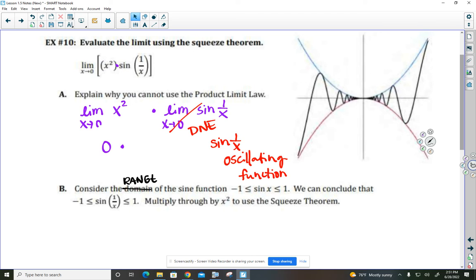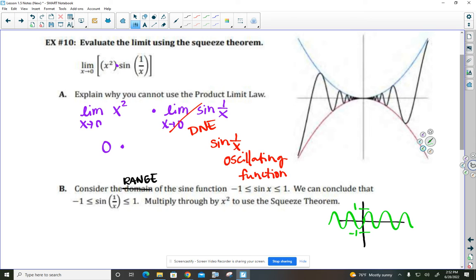The domain of the sine function is not negative 1 to 1, it's infinite. Remember the sine function, there's my coordinate plane, waves back and forth like this. So the domain would be infinity, but the range, think height of the waves, or how tall the waves are, positive 1 and negative 1. Okay, so consider the range of the sine function. The sine function exists between negative 1 and 1 on the y-axis. So we can conclude that the sine of 1 over x has to exist between there as well.